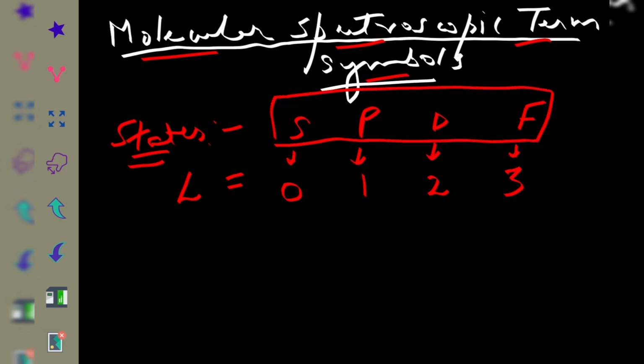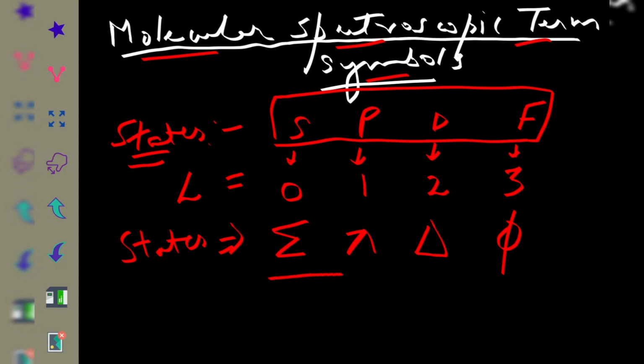Instead of these we use Greek letters, such as sigma for S, pi for P, delta for D, and phi for F. So these are the states that are used to represent the term symbol for molecules.